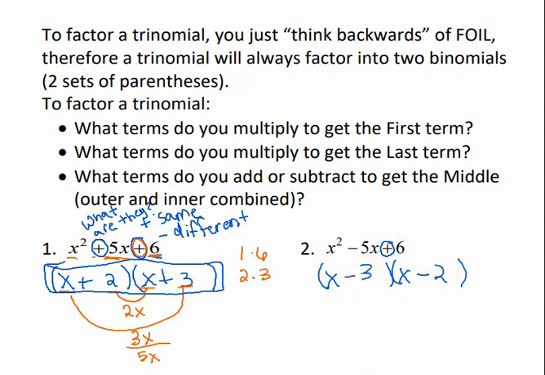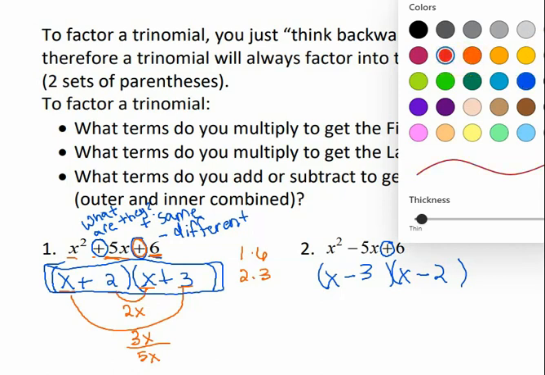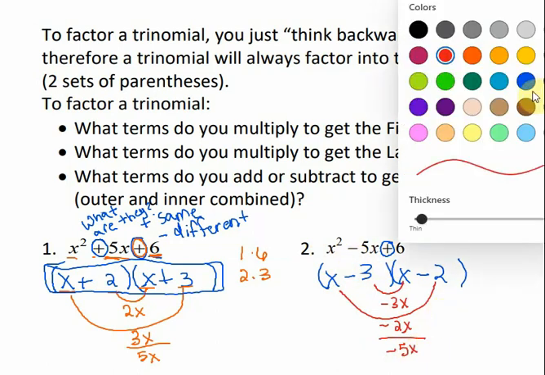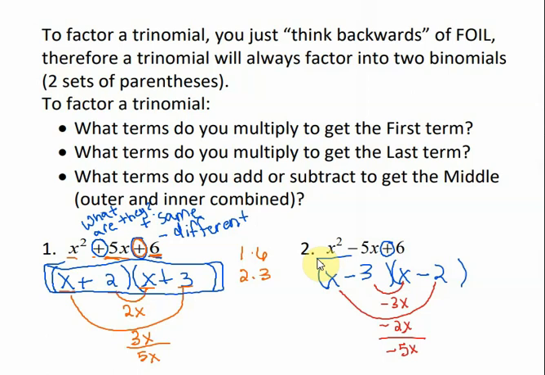Okay, so remember we double check it by making a smiley face. I know that my first 2 terms give me the x squared and my last 2 terms give me 6, but let's double check for the middle term. That's a negative 3x, and that's a negative 2x, which would be a negative 5x. Is that what my middle term is? Yep, it's a negative 5x, so I know I factored it correctly. Okay, so that's my answer.